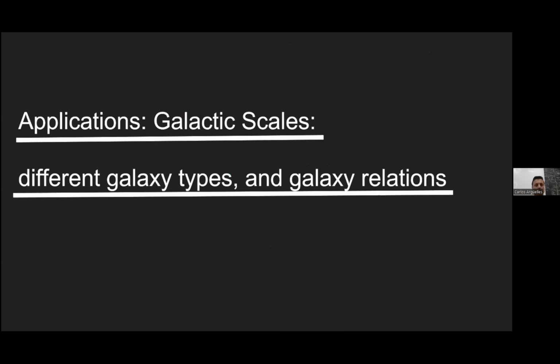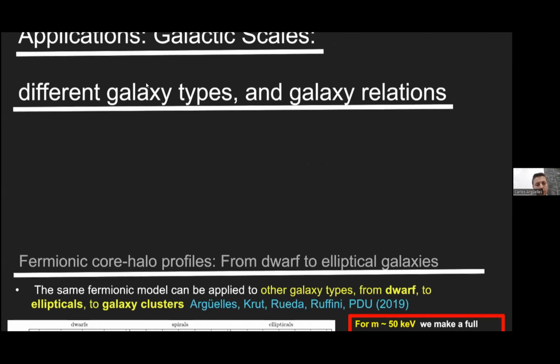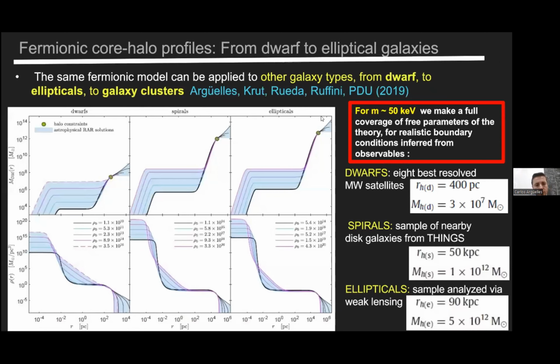After the first part, I will go to different galaxy types and galaxy relations. Of course, one important question in this model is whether, for the same particle mass, one can have different families of solutions of these dark matter halos, which are in agreement with different scales: from small dwarfs of 10^7 solar masses, like those we have here in the Milky Way satellites, to larger spirals of 10^12, and larger ellipticals.